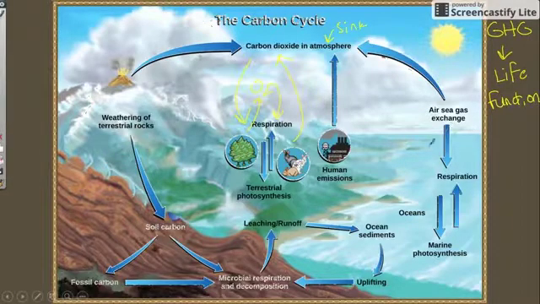Our oceans are going to have an equal exchange with the atmosphere. About 30% of the carbon dioxide that is in the atmosphere is going to be exchanged with our oceans, and we want to create some sort of equilibrium between the ocean and the atmosphere. So what that means is if we increase the carbon dioxide in the atmosphere, we're also going to increase the carbon dioxide in the ocean, because they want to remain at some sort of equilibrium with one another.